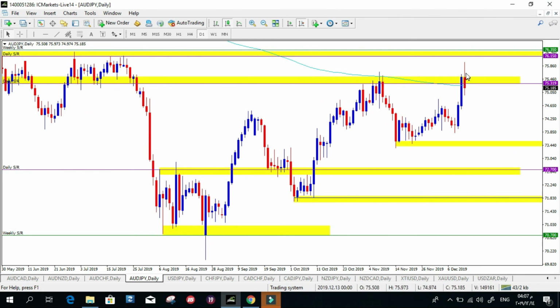Last Friday, we got a weekly close with a bearish tailed candle rejecting the weekly resistance zone and the 200 EMA and even closing below it. So are we about to see a downtrend continuation?